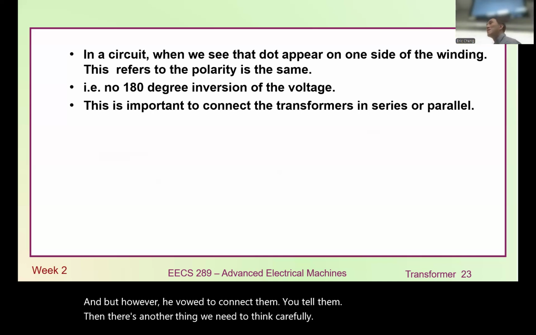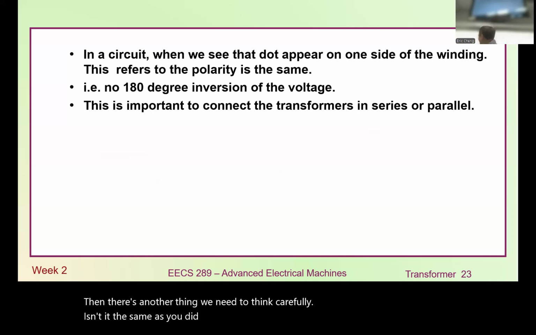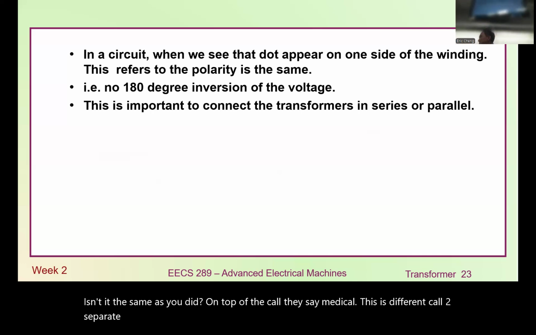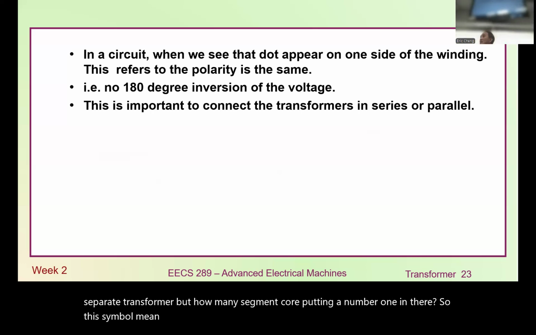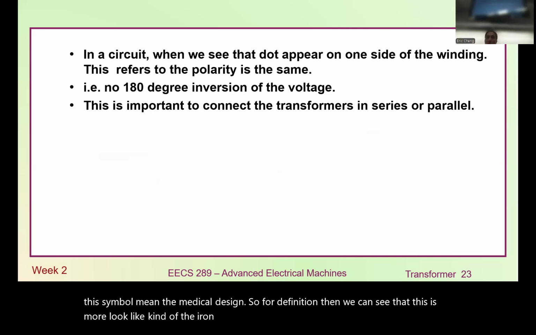Isn't it the same, the different core? Oh, the same magnetic core. Oh. This is a different core, two separate transformers. But here it is the same magnetic core, with a number of windings there. So this symbol means the magnetic core inside. By definition, this looks more like an iron core, a solid bar. But we do have something bar like this.